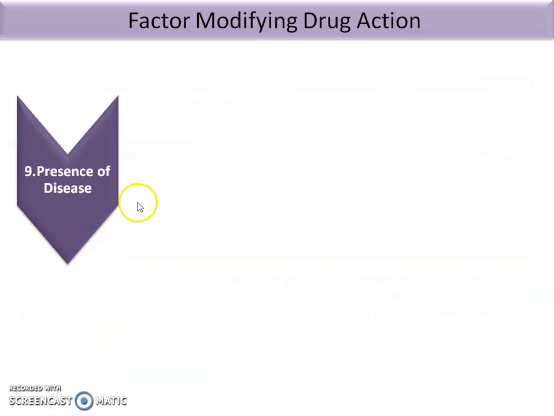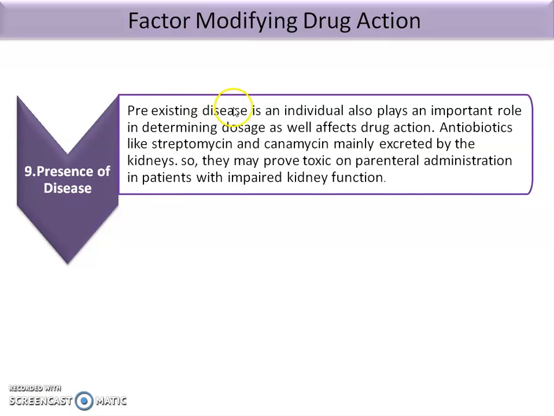The next factor is the presence of disease. Pre-existing disease in an individual also plays an important role in determining the dosage as well as the effect of the action. An example is antibiotics like streptomycin and kanamycin, which are mainly excreted by the kidney, so they may be toxic on parenteral administration in patients with impaired kidney function. That's why presence of disease is an important factor.